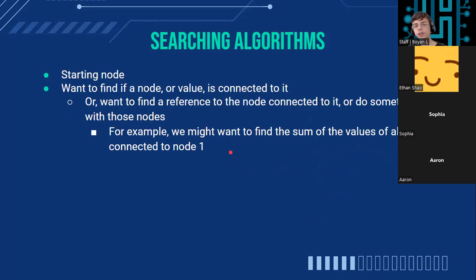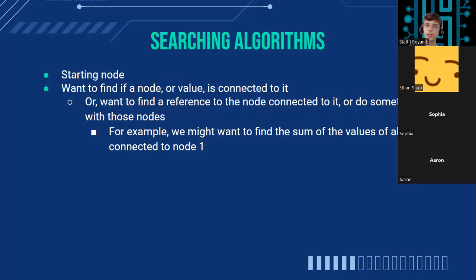So anyways, going back to our question of searching graphs and checking if two nodes are connected, the general idea for what we want to do in this kind of algorithm is we have some kind of starting node, and we want to find if some kind of node or value is connected to it. Alternatively, we might also want to do something with the nodes. So for example, we might want to find a reference to the node, or a reference to all nodes connected to it, or to do something with all nodes connected to it.